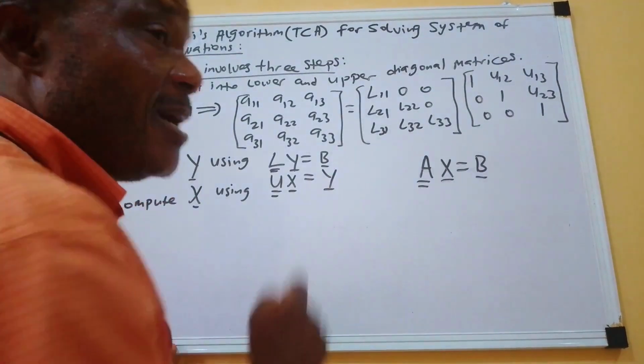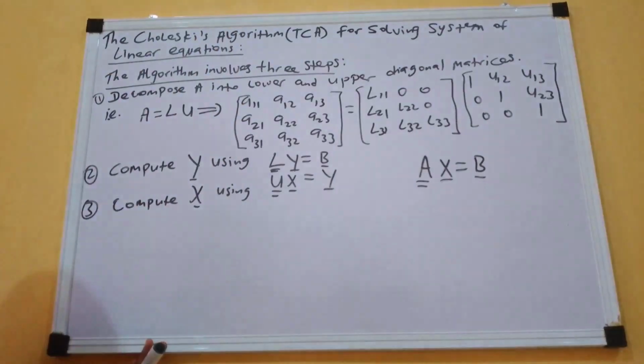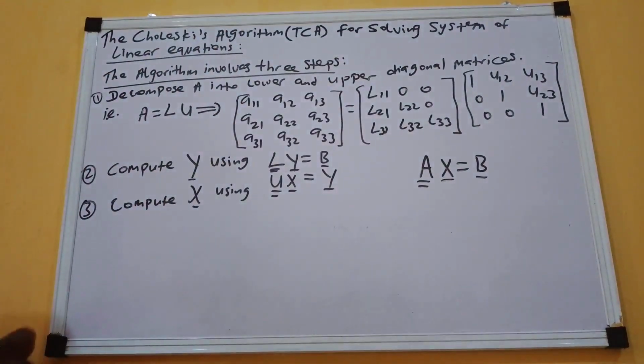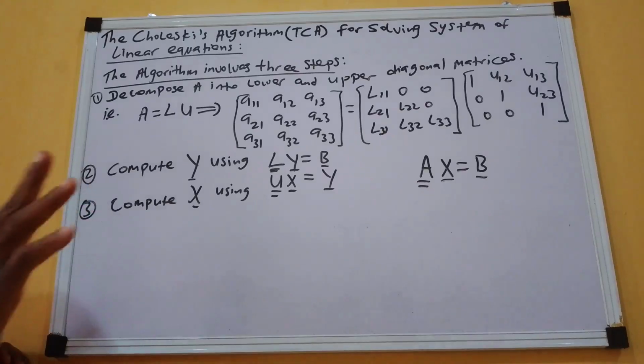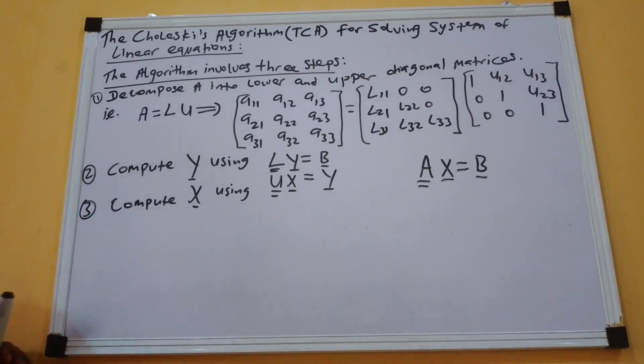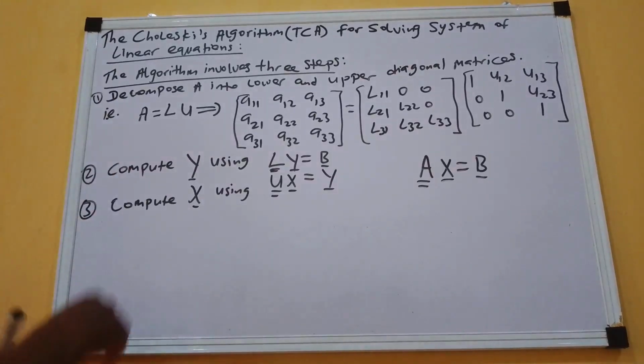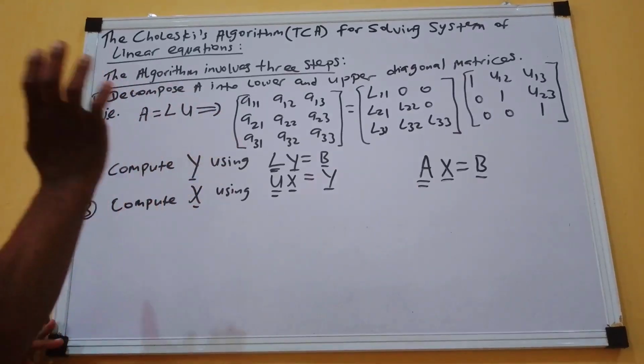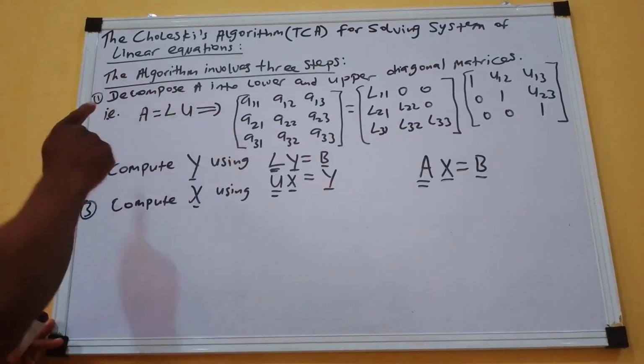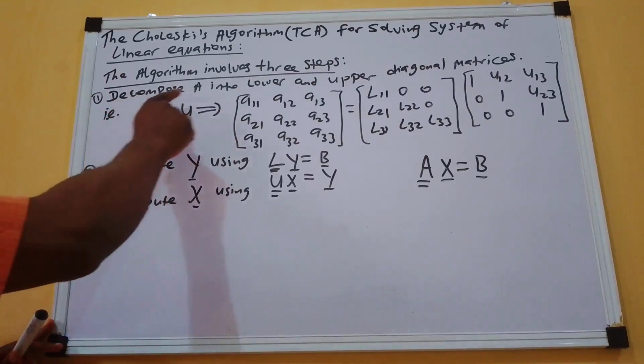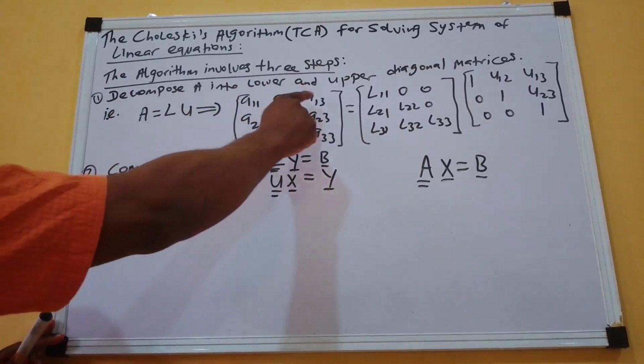So A here is a square matrix. For you to successfully use the matrix approach or any method that involves the use of any part of matrices, A must be a non-singular matrix. A non-singular matrix is a matrix whose determinant is not equal to 0. Now, the 3 steps involved for using the Choleski's algorithm are: step number 1, decompose A into a lower and upper diagonal matrix.